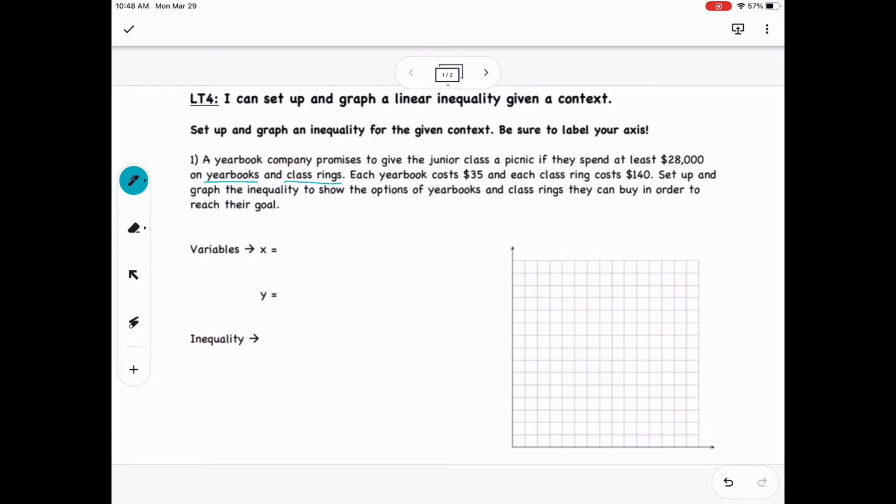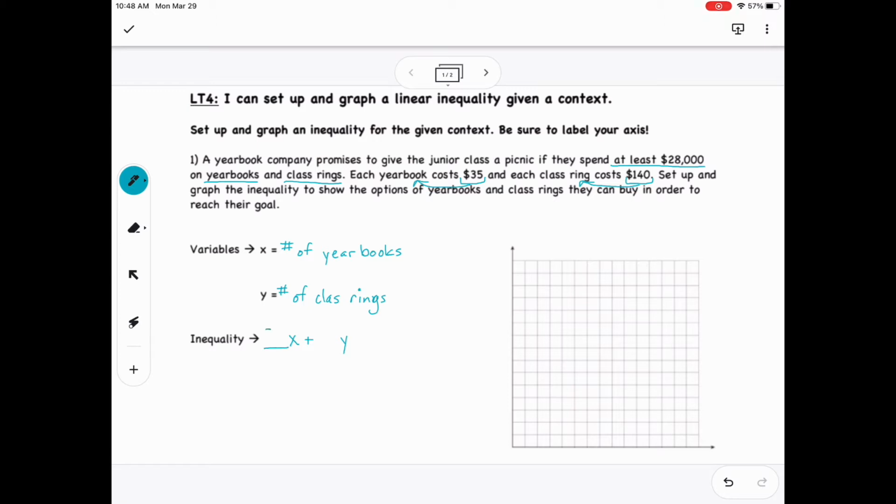So first we want to be able to identify what our variables represent. So yearbooks and class rings are the unknowns, how many we should get. So let's say X is the number of yearbooks and Y is the number of class rings. Now based on the word problem, there are some other key pieces of information that we'll need. So it looks like at least 28,000 will be a key, 35 and 140. Notice that $35 goes to the yearbooks, $140 is talking about the class ring.